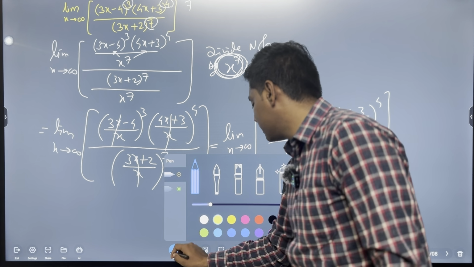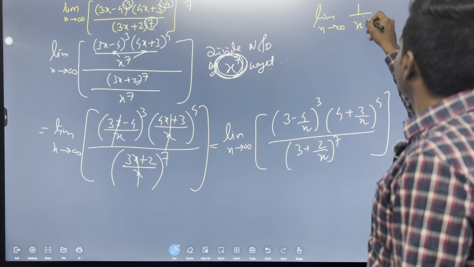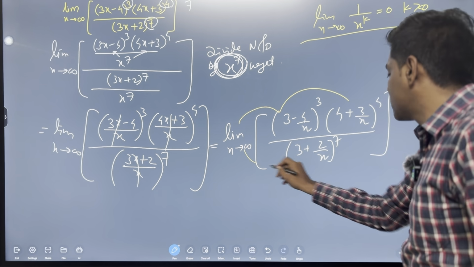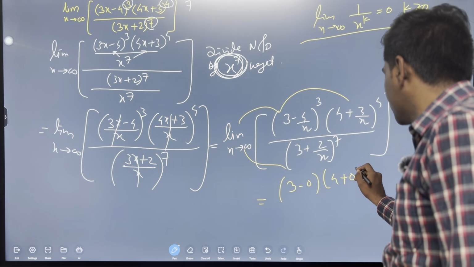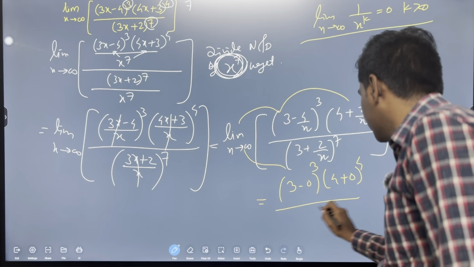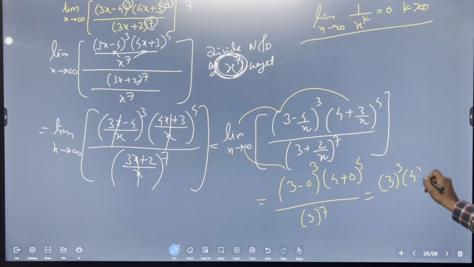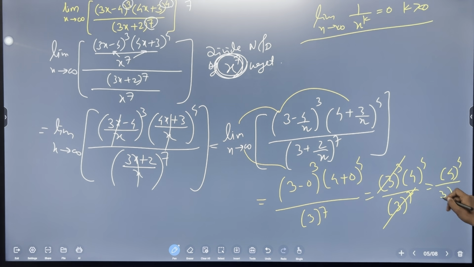After applying the formula of limits, as we know, limit x tends to infinity, 1 upon x raised to k equals 0, where k is greater than 0. So after applying the limits to each term, the final answer we get is (3 minus 0) cubed, (4 plus 0) raised to 4, and then 3 raised to 7. So that is 3 cubed, 4 raised to 4 divided by 3 raised to 7. So we cancel, 4 raised to 4 divided by 3 raised to 4. So that is 256 divided by 81. So we get the final answer.